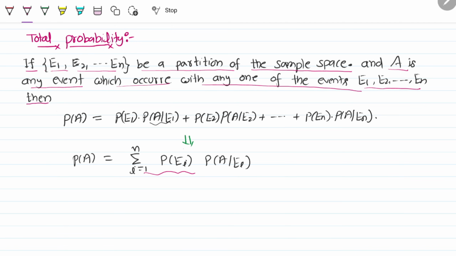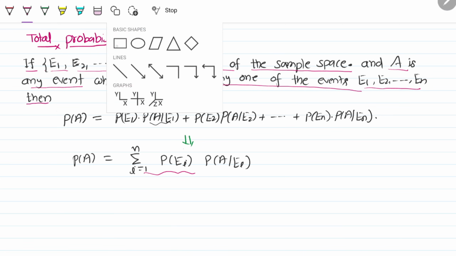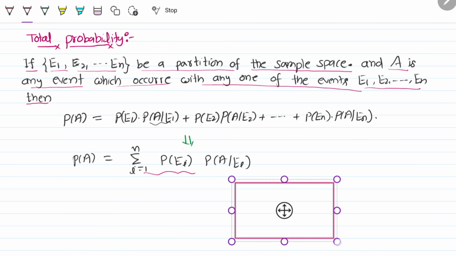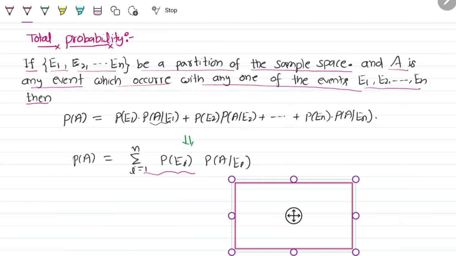So E1, E2, ..., En be a partition of the sample space. I hope you know what is a partition. Partition means just divide the whole thing. So first of all, I will make a sample space. For example, suppose I am making a box. So this is your sample space.